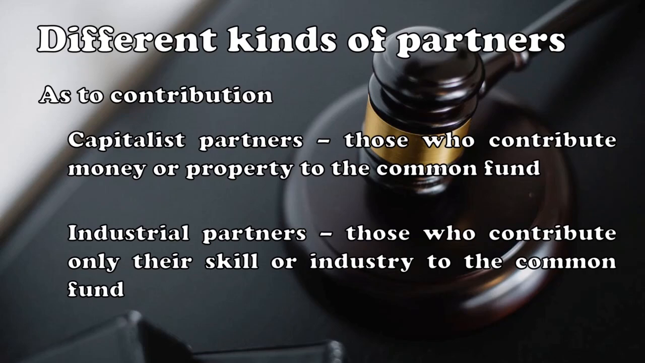As to contribution, we have the capitalist and industrial partners. So what are the capitalist partners? Those who contribute money or property to the common fund. And for the second one, industrial partners, those who contribute only their skill or industry to the common fund.